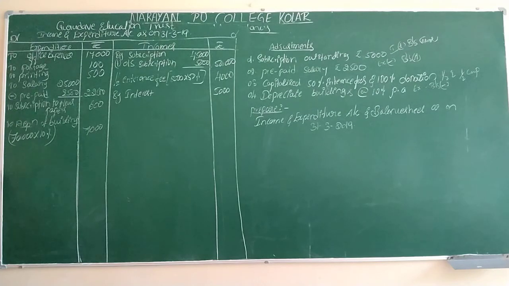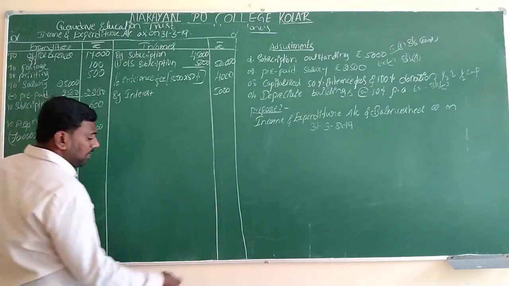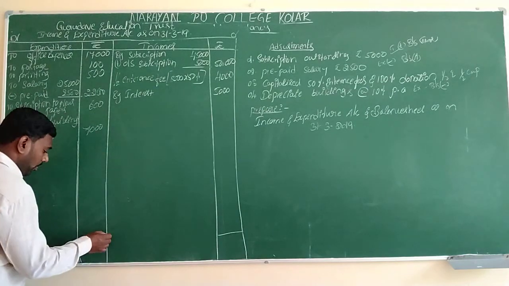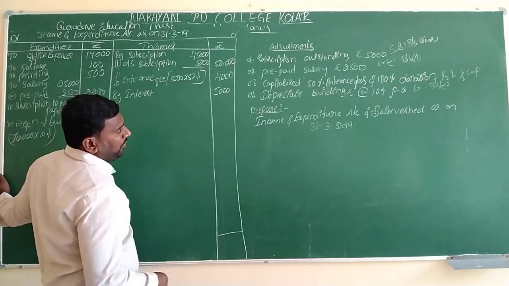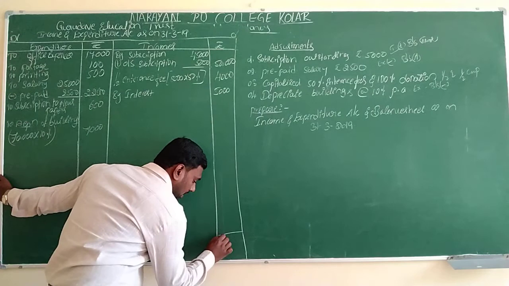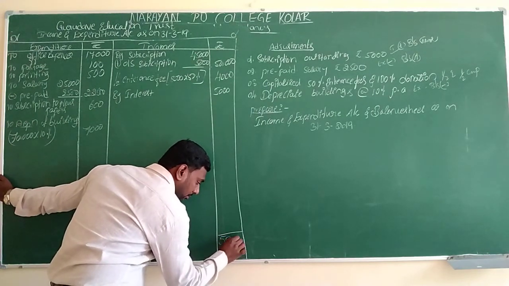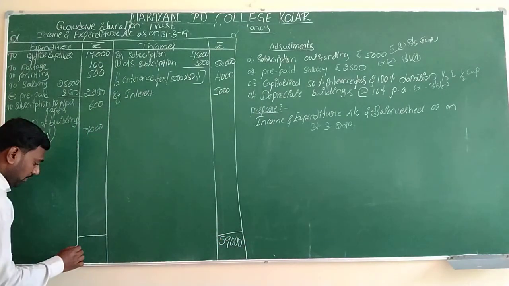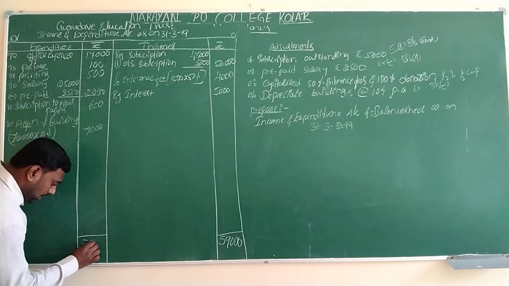Now it's time to close the income and expenditure account. Finally, we have to find out the surplus or deficit. Before closing, assume which side has the highest value, debit side or credit side. Only the credit side will have the highest value. What is that value? 50 plus 4, 54 plus 5, 59,000. The same value will be transferred to the debit side also, 59,000.